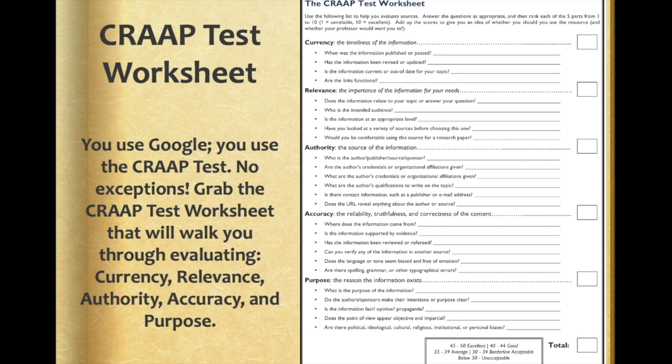If it's below 30, there's just no alternative. You have to just toss it and start over and find a new article. So definitely below 30, not going to work. So once again, when you do a random Google search, you're going to use the CRAAP test worksheet for every single article that you Google.